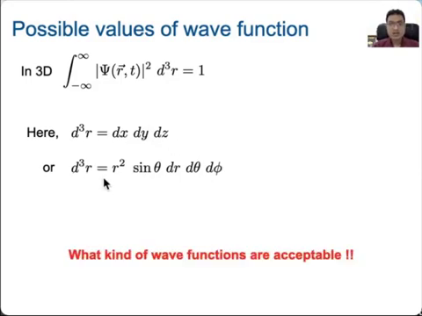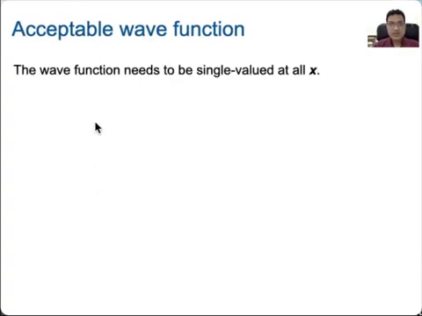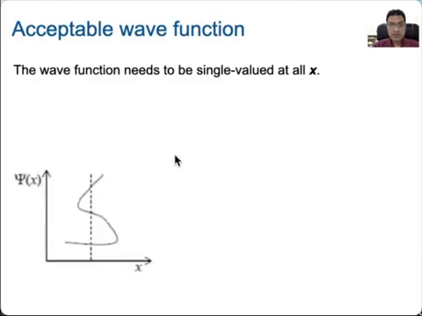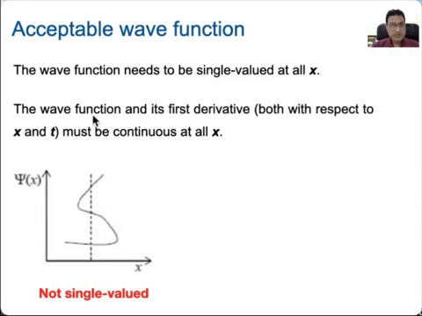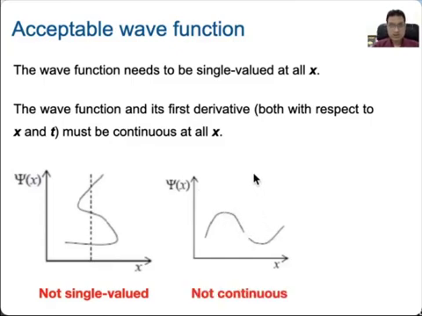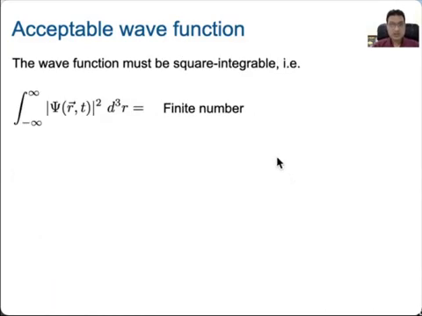Okay, so let's ask a question: what kind of wave functions are acceptable? The wave function needs to be single valued at all x. So this form of the wave function is single valued at all x, while this one is not single valued. The wave function and its first derivative, both with respect to x and t, must be continuous at all x. So this function is not continuous at all, and this function's derivative is not continuous, so this function is also not acceptable.